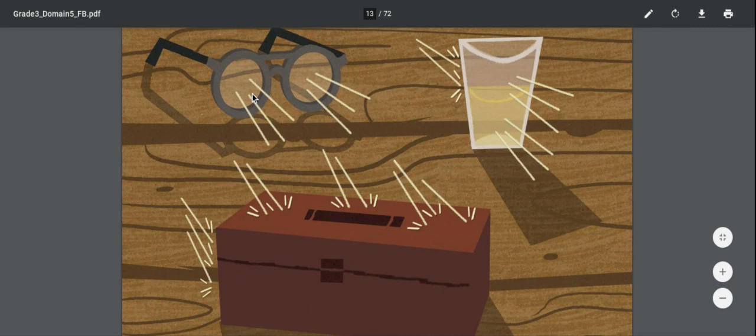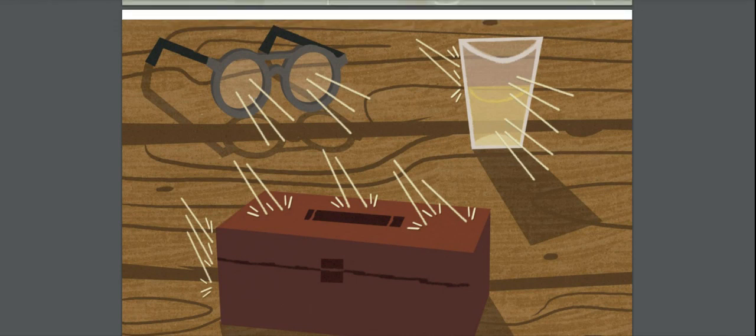So here is an example of items transmitting light, light passing through.